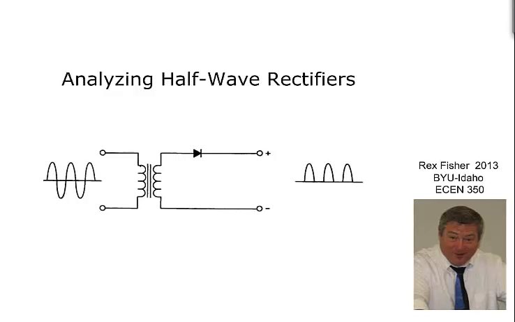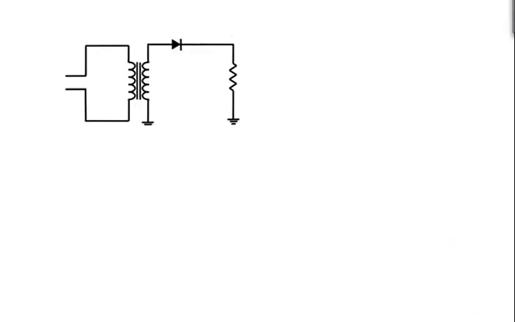This video is about analyzing half-wave rectifiers. How do they work, and what is their output voltage? Here's a simple half-wave rectifier. It has one diode in series with the load. This one also has a step-down transformer to reduce its output voltage.